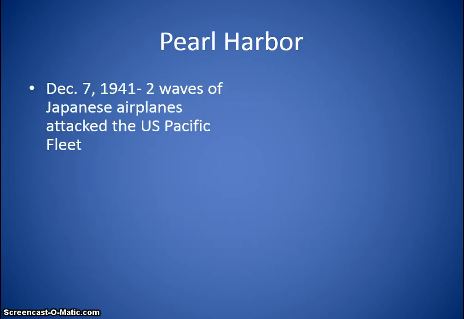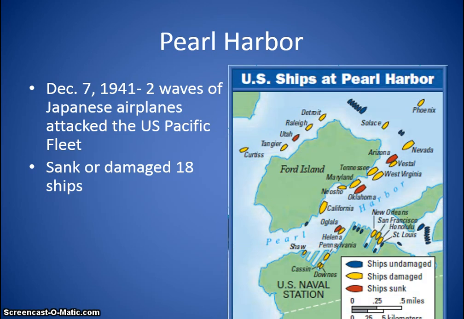So the attack at Pearl Harbor, it says December 7, 1941, 2 waves of Japanese airplanes attacked the United States Pacific Fleet, and they sank or damaged 18 ships. And here you can see where the island was, right? Pearl Harbor is here, and you have the naval station here. So all these ships. The ones in red are the ones that were completely sunk, the ones in yellow were damaged, and the ones in blue were undamaged.